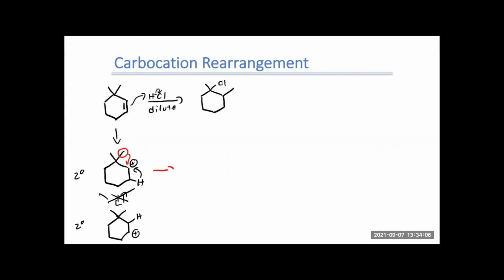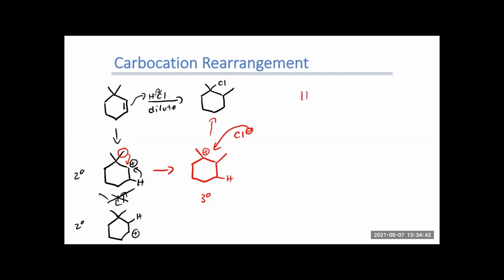And what that'll give us is instead of a secondary carbocation, now we have a tertiary carbocation. Tertiary carbocations, much more stable. So now we're on the right track. And then lastly, that chloride can come and attack that carbocation to give us our product.